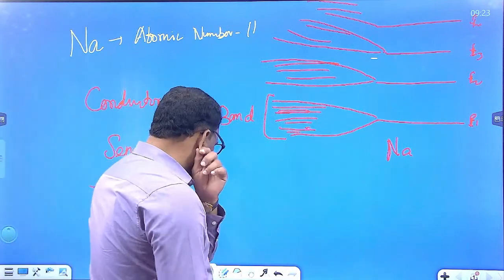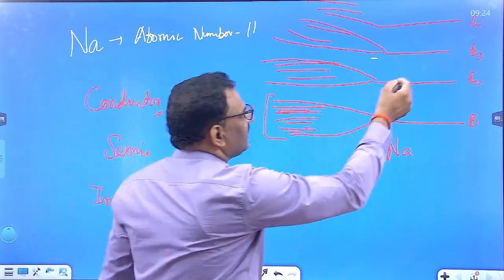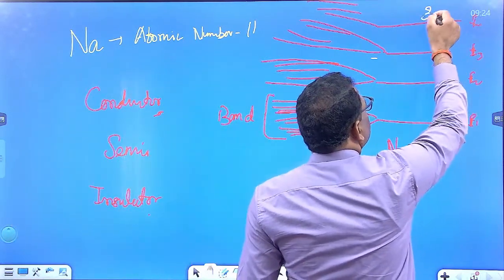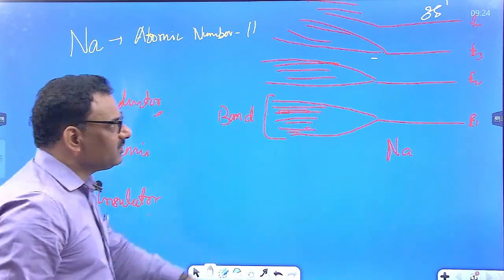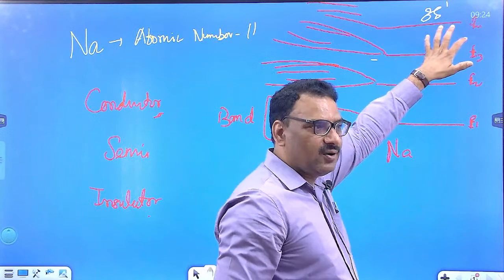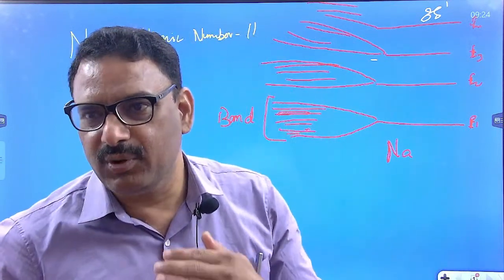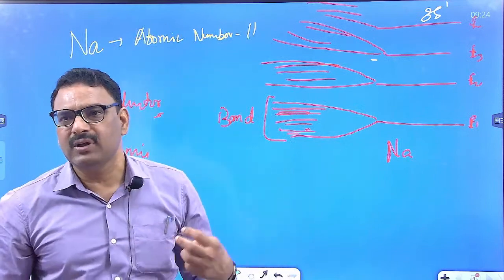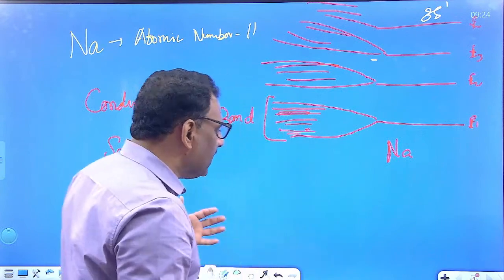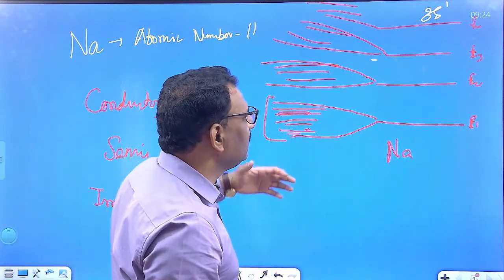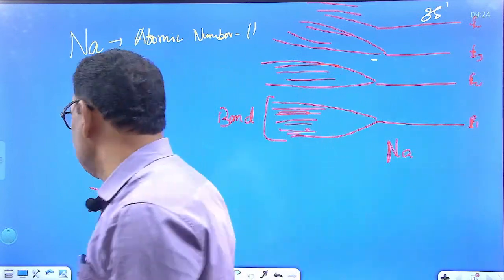And as per the Pauli exclusion principle, since this 3s1 is the outermost for the sodium, it is useful for us because it is very easy to eject an electron from this energy level, or from this band. So all the electrons of sodium are lying in this 3s1 energy level.